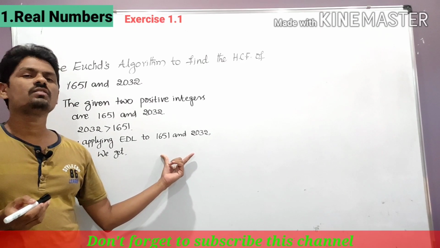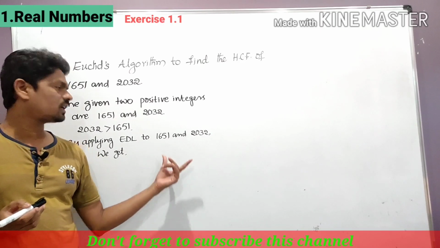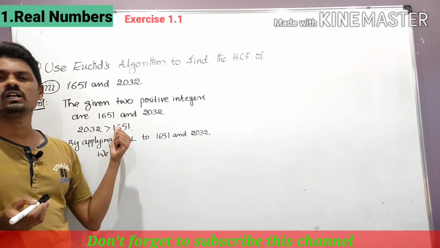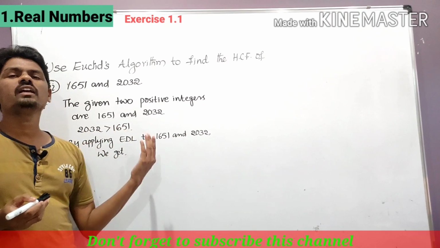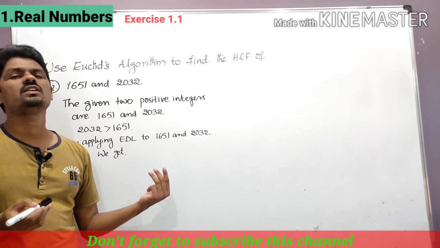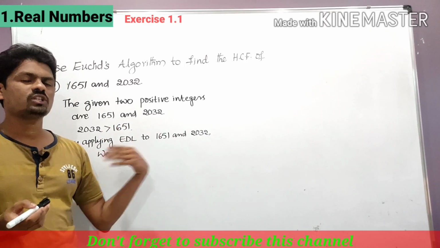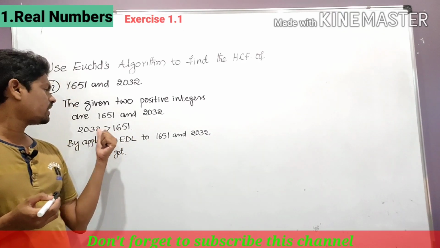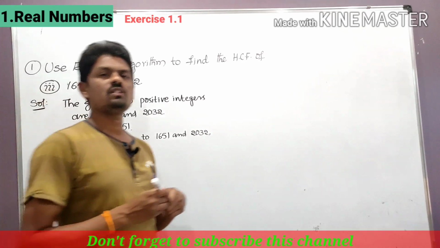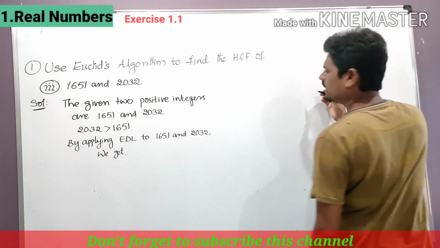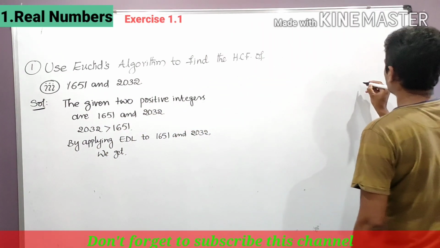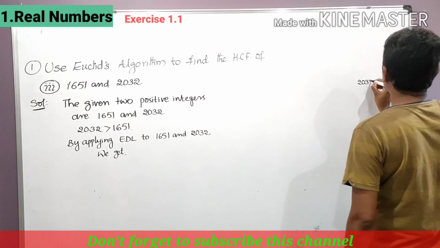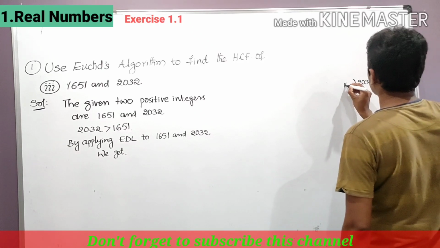So we have to write in the form A is equal to B into Q plus R. So this is A and this is B, student. The larger is A and the smaller is B. By dividing we get Q and R. We have to write A is equal to B into Q plus R. Q is the quotient and R is the remainder, student. So now we have to divide 2032 by 1651.